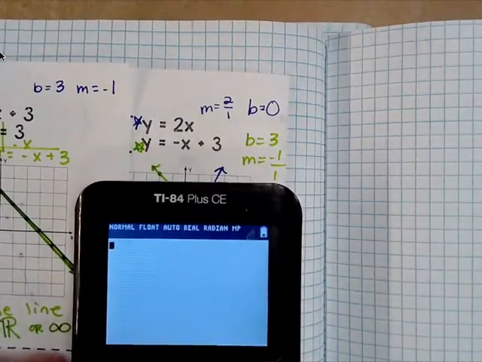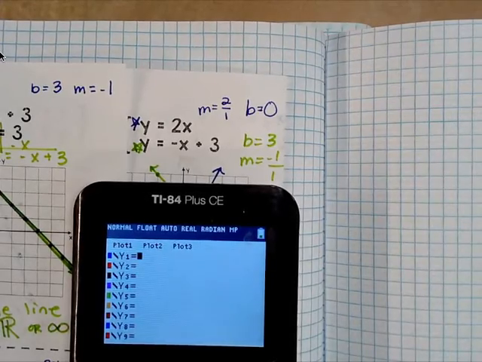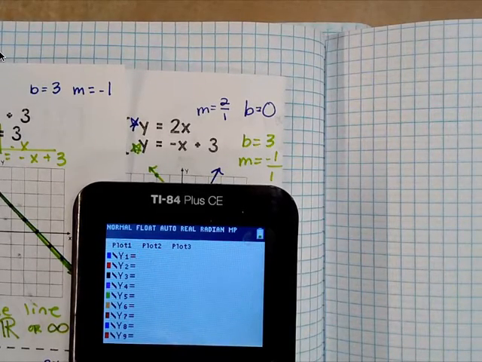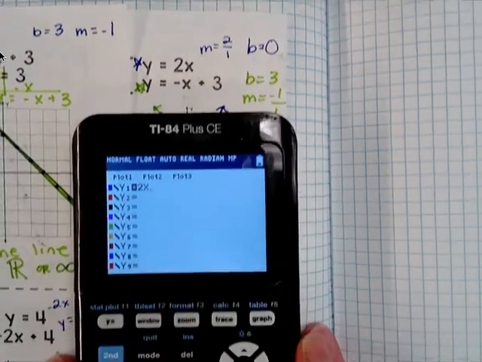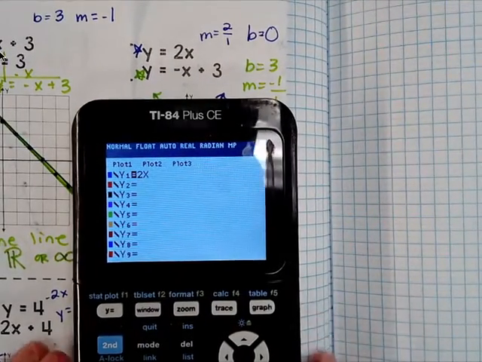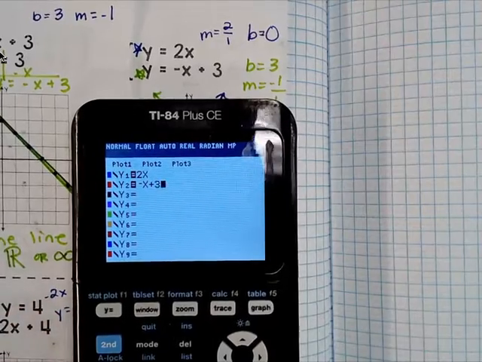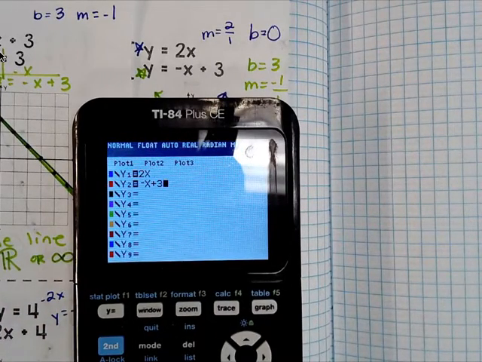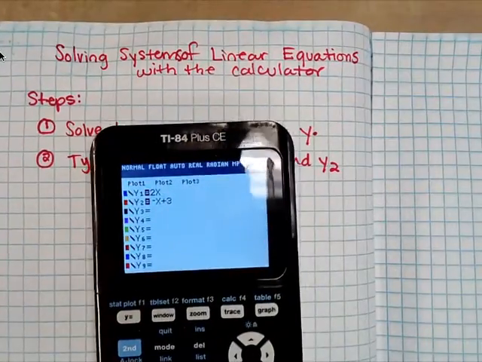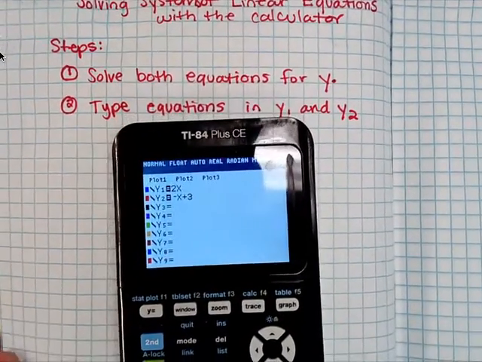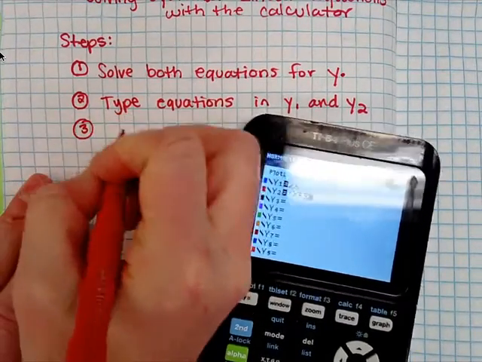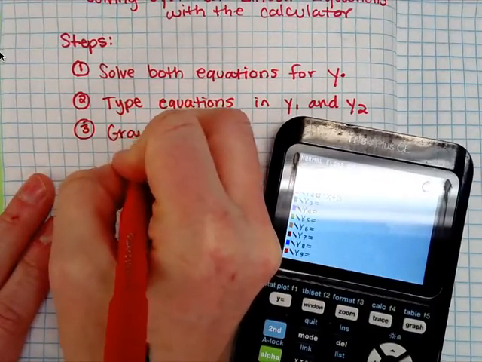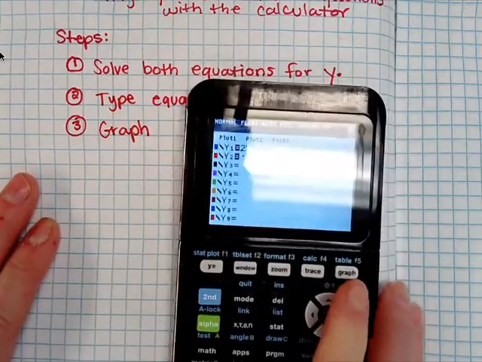So everybody go to y equals. Clear out whatever is in there and put 2x into y1 and negative x plus 3 into y2. Step 3 is to graph. Click on the button that says graph.